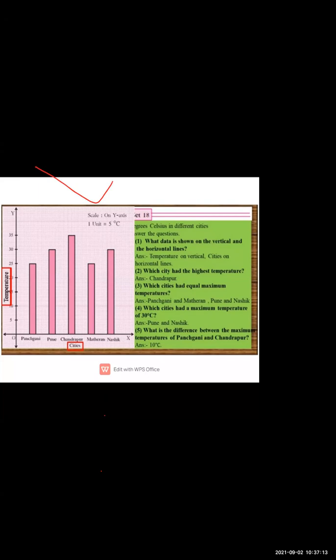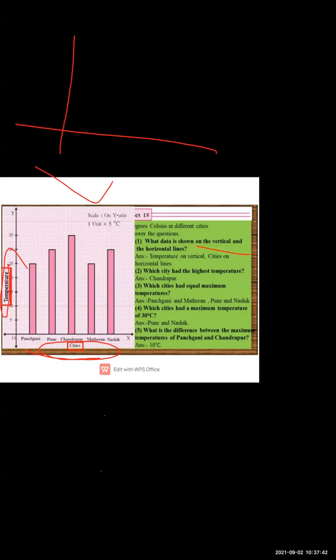Okay. Now see the first question. What data is shown on the vertical and horizontal lines? So on vertical, what data is given? Temperature. And on horizontal, what data is given? Cities. So you have to write temperature on vertical, cities on horizontal.